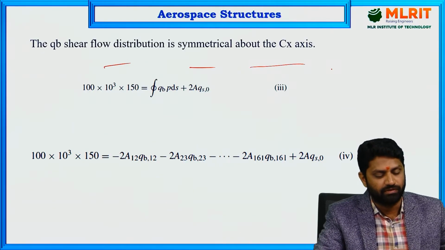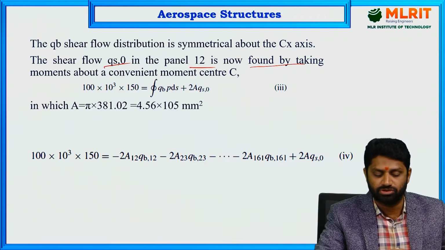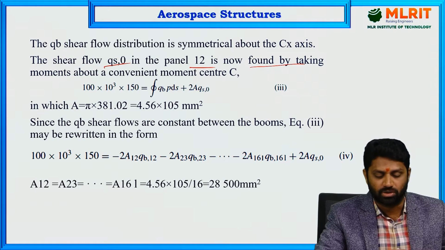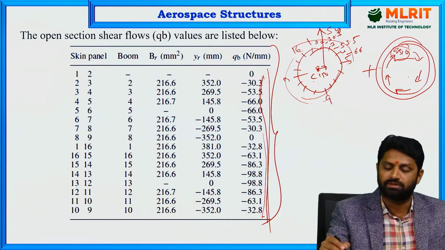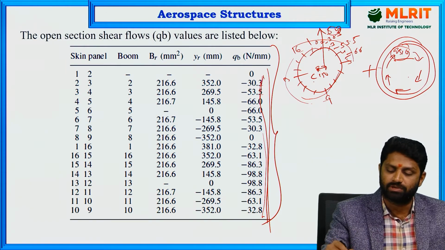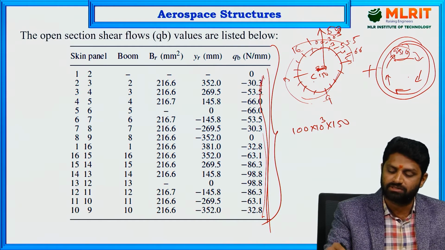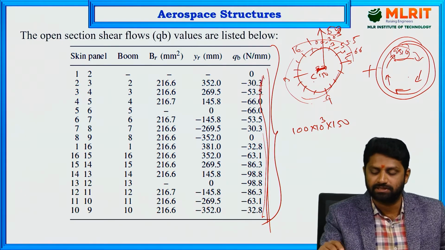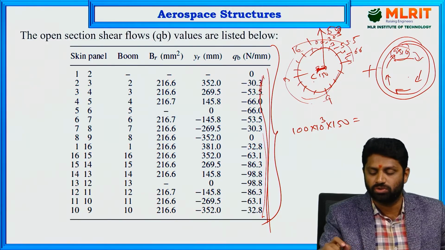When you take the moment about the centroid, on the left side we write the moment due to shear load. The shear load is 100 into 10 to the power 3, 100 kilonewton. This is SY equals 100, and its perpendicular distance is 150. So on the left side we write 100 into 150, shear load into perpendicular distance, which gives the moment about this centroid C, because of the shear load SY.